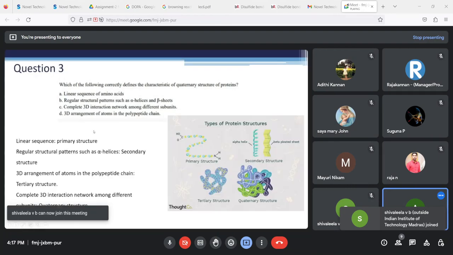So a linear sequence is the primary structure. The regular structural patterns such as alpha helices form the secondary structure. The 3D arrangement in a polypeptide chain, that is one single chain, is the tertiary structure. And multiple chains that complete the 3D interaction network is known as the quaternary structure. So the answer is option C.